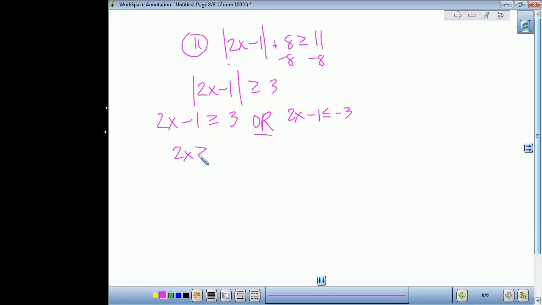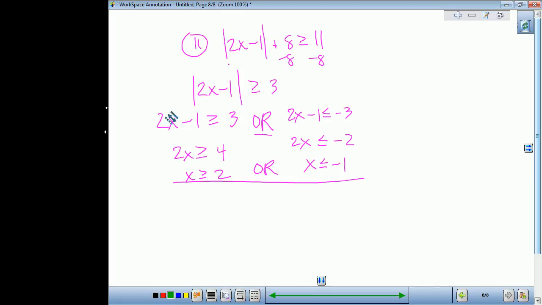So 2x is greater than or equal to 4. X is greater than or equal to 2. 2x is less than or equal to negative 2. X is less than or equal to negative 1. So here's the inequality. First answer. Second answer is your graph. So we have a closed circle because of the equal to on negative 1 going left. A closed circle on 2 going right. Or goes apart and comes together.